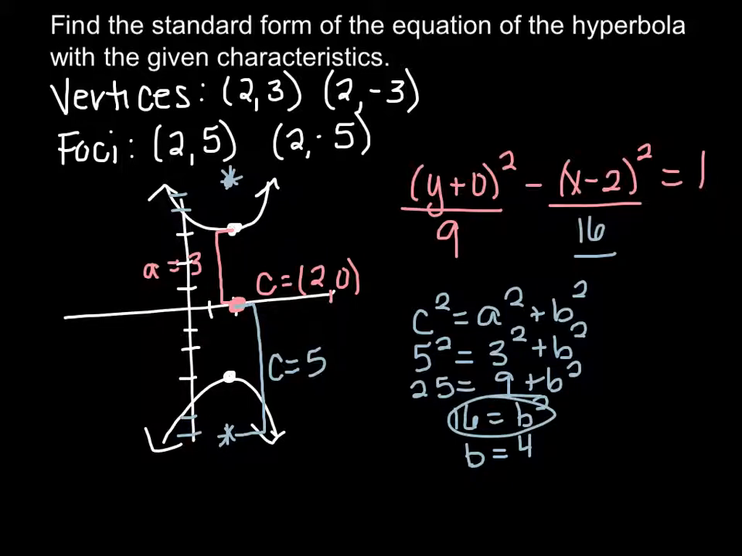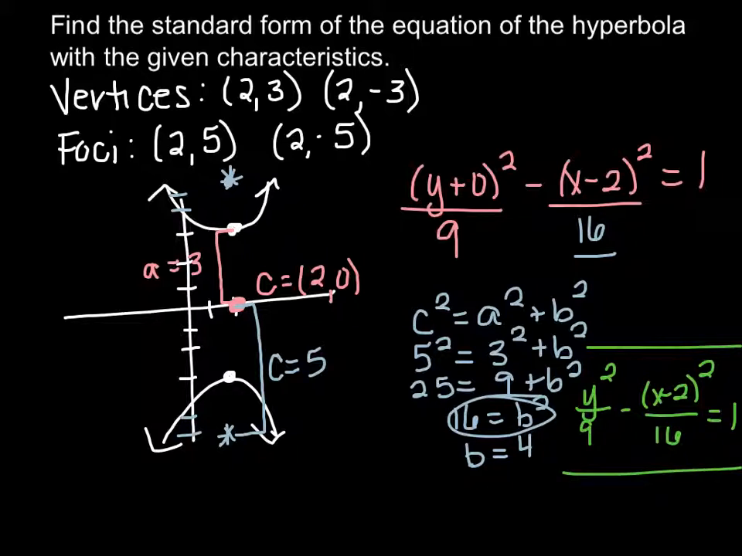So my final solution should look like this. y squared over 9 minus (x minus 2) squared over 16 equals 1. There's my standard form of the hyperbola.